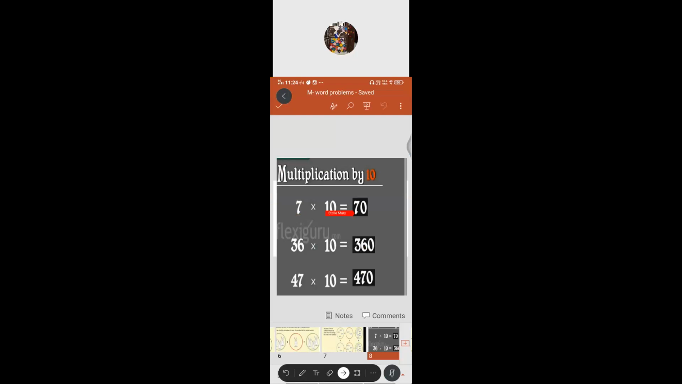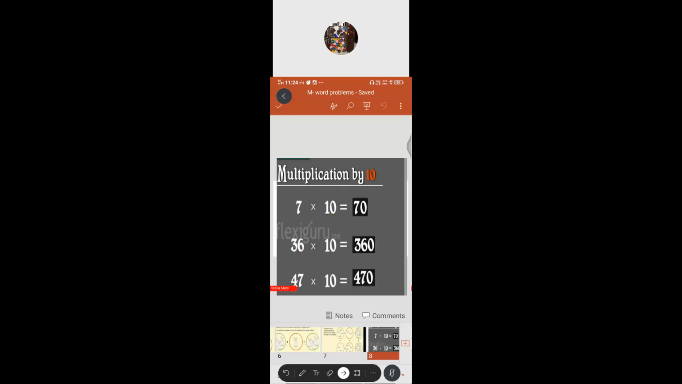The second step: count the zeros. How many zeros? Both multiplicand as well as multiplier have only 1 zero. You have to add it as it is to the product. First step, multiply basic factors: 7 ones are 7. The second step, add 0, the same number of zeros, in the product. 7 tens are 70. If you see 36 times 10, 36 ones are 36. Only 1 zero is there. You add it as it is. That means 36 tens are 360.